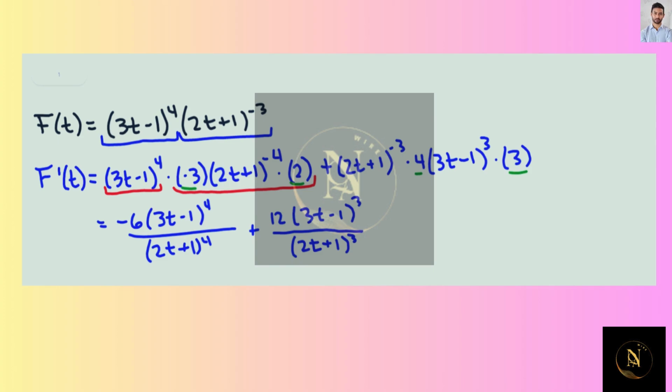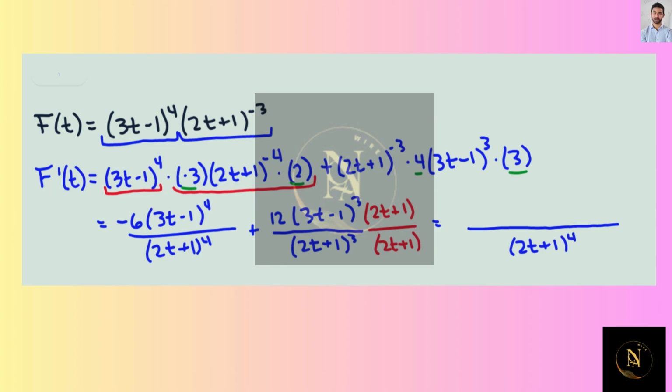Okay, so one thing we might want to do at this point is combine these into a single fraction with a common denominator. And if that's what we're going to do, then we need to multiply the second fraction by 2t + 1 over itself. That way the common denominator will be (2t + 1)^4. So if we do that, we end up with, I'll write the denominator first, (2t + 1)^4.